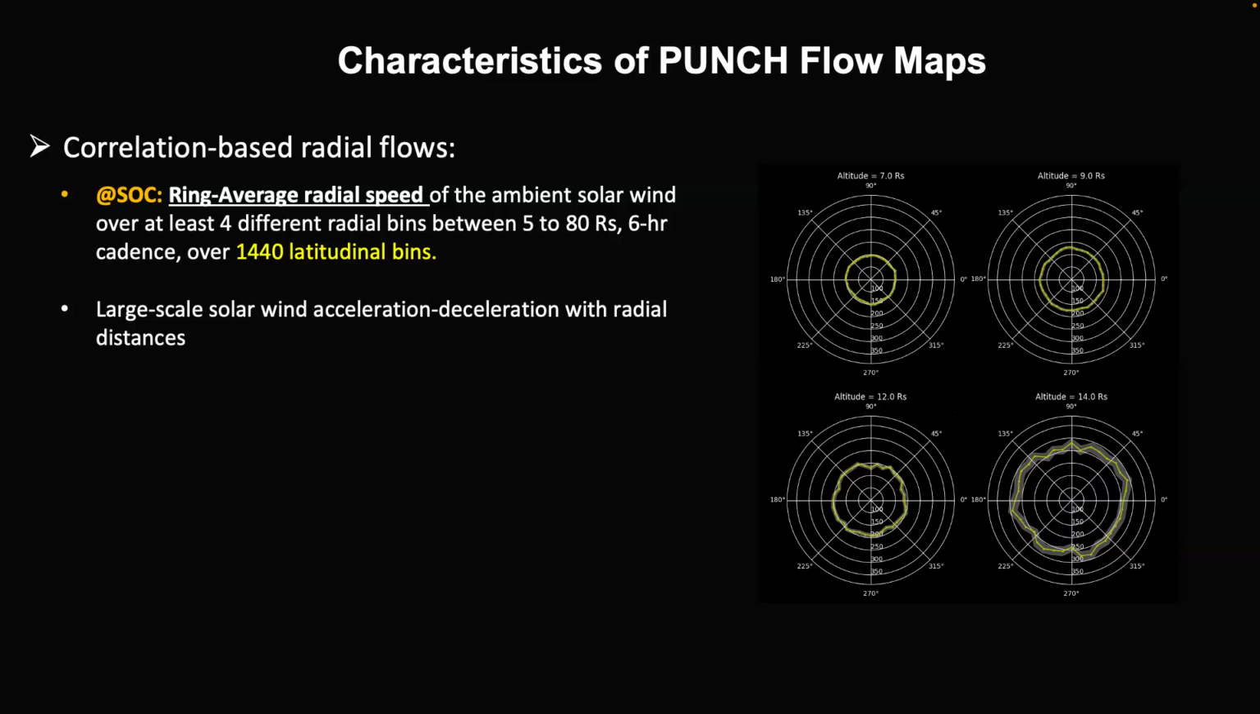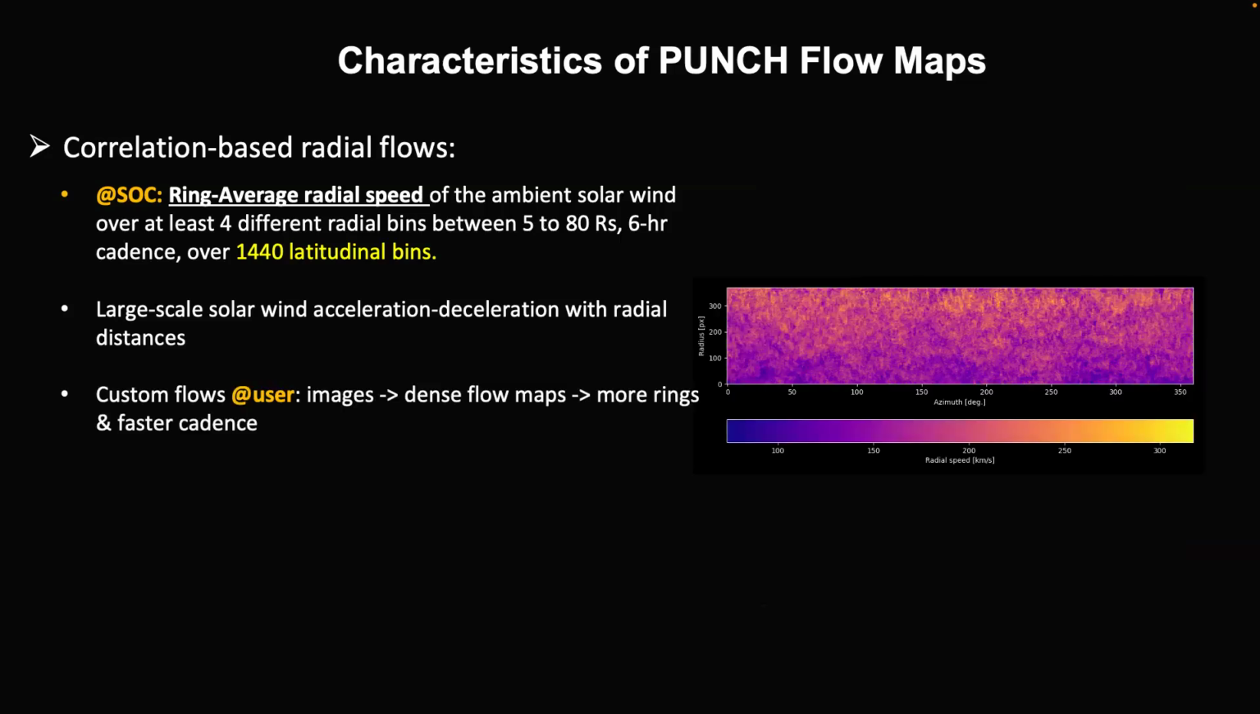So to summarize, the SOC will deliver correlation-based radial flows, which are ring-averaged radial speeds of the ambient solar wind over at least 4 different radial bins between 5 to 80 solar radii at a 6-hour cadence over 1,440 latitudinal bins. This correlation-based method will be more appropriate for doing large-scale solar wind analysis of acceleration and deceleration over radial distances.